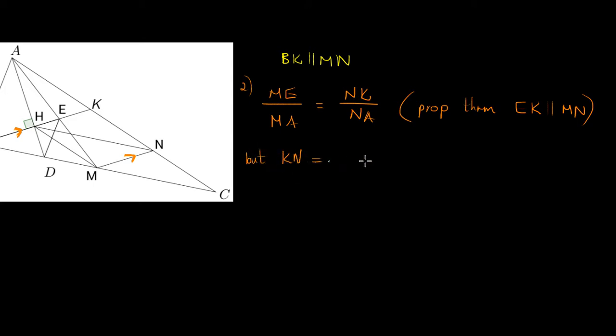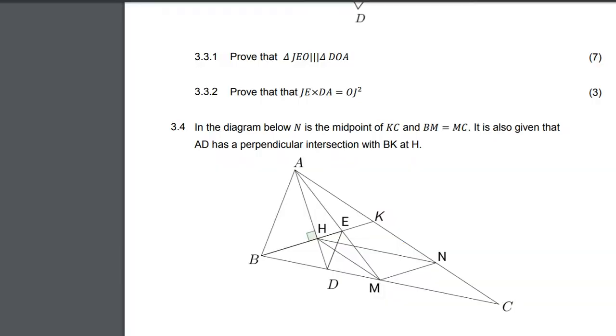But KN is equal to NC. That's given. They told us that these two are equal and that those two lines are equal. So therefore ME over NA is equal to, and then instead of KN or NK I can put NC over NA. Okay, that part is proven.